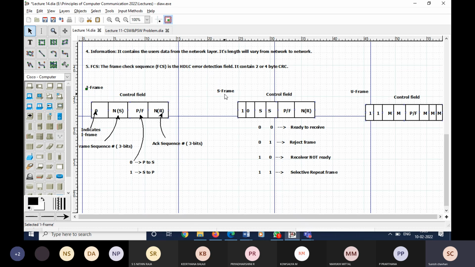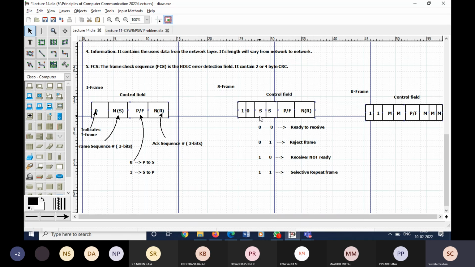So the next frame we have seen is the S frame. So in the S frame, we are having only the 4 fields, but here we are having the 6 fields. As I said earlier, the starting 2 bits indicate what type of frame it is. So if it is 1, 0, it's an S frame. So we are not bothering about the starting 2 fields.